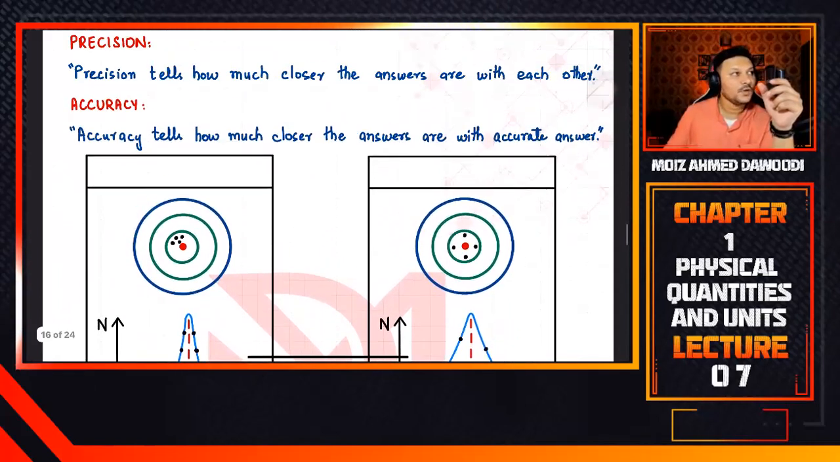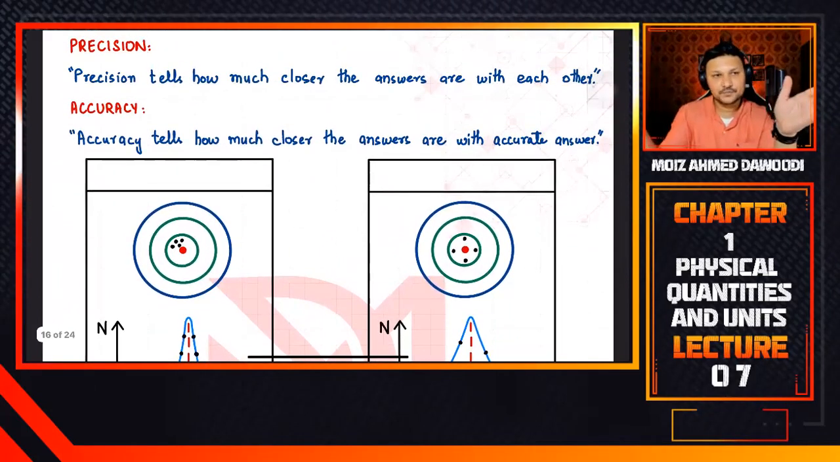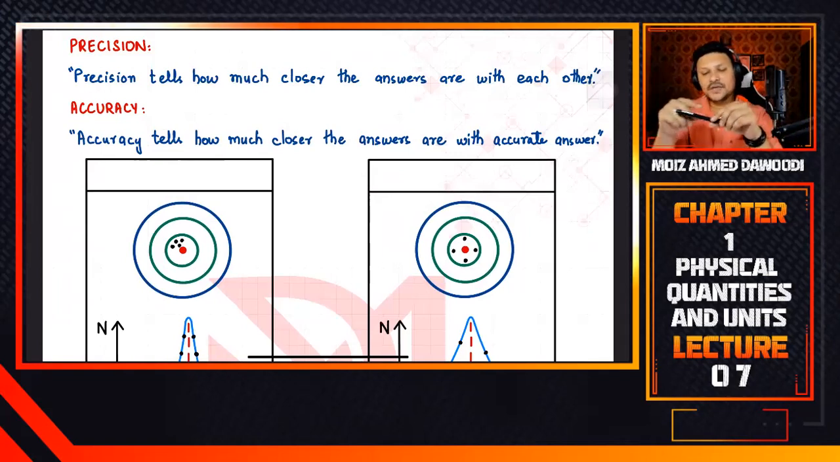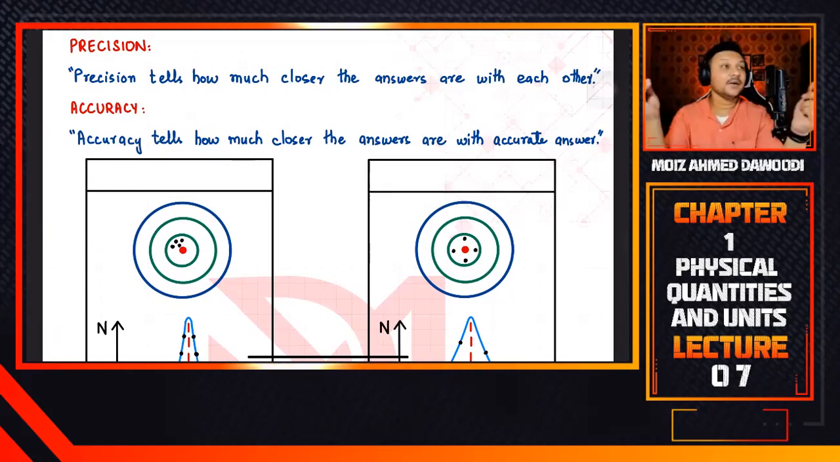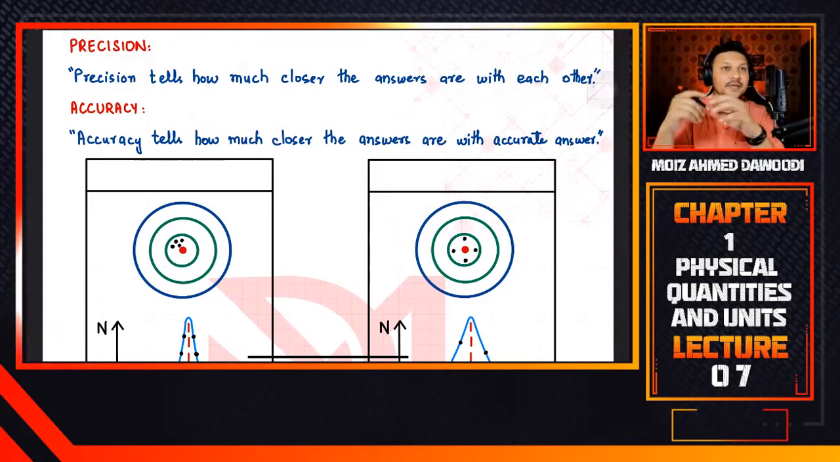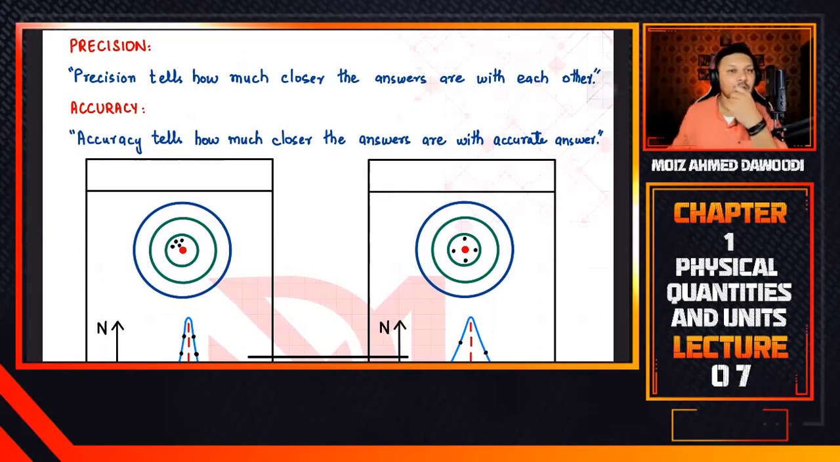OK. So apart from the definition, I saw one of the MCQs on precision and accuracy by the graphs like this, or by the distribution of the points like this. So let me explain how it will be done.